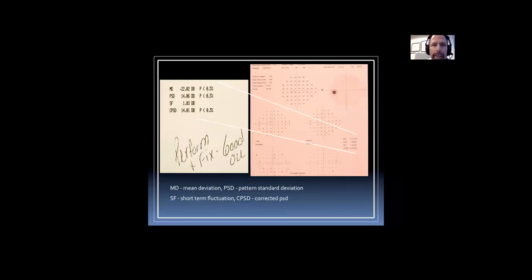The PSD, pattern standard deviation, the short-term fluctuation, and the corrected pattern standard deviation are measures of reliability within the test. So you're looking for the short-term fluctuation to be less than 2 decibels. I don't use the other two much from a practical standpoint, but I sometimes will look at the short-term fluctuation.